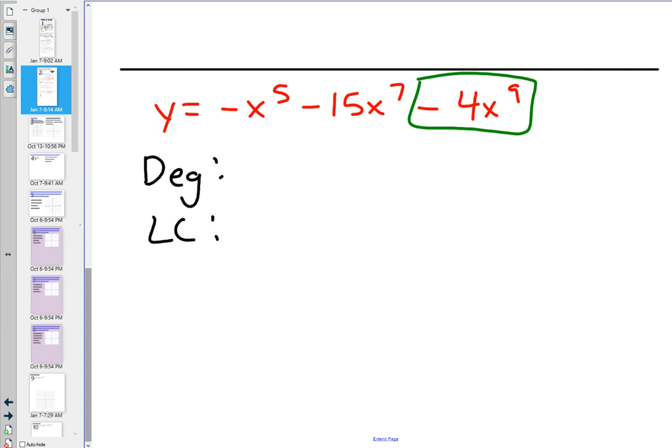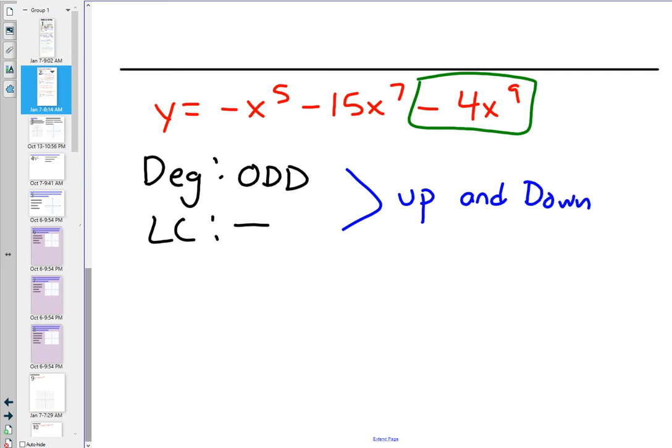What's the type of degree here? It is odd, kind of like a line would be. And what's my lead coefficient? Negative. So what's my end behavior here? Up and down, left arrow going up, right arrow going down, but let's also write this in arrow notation.